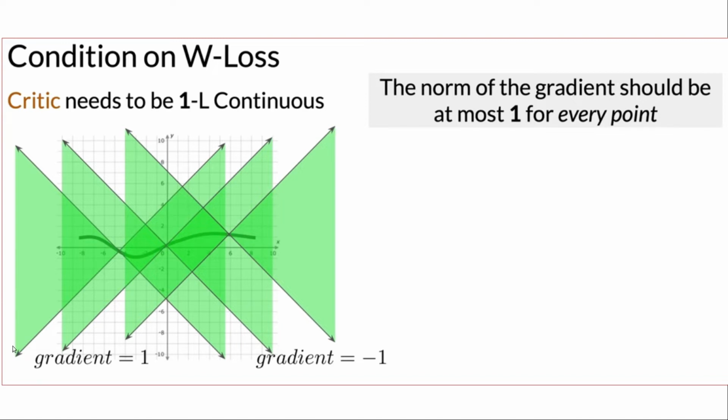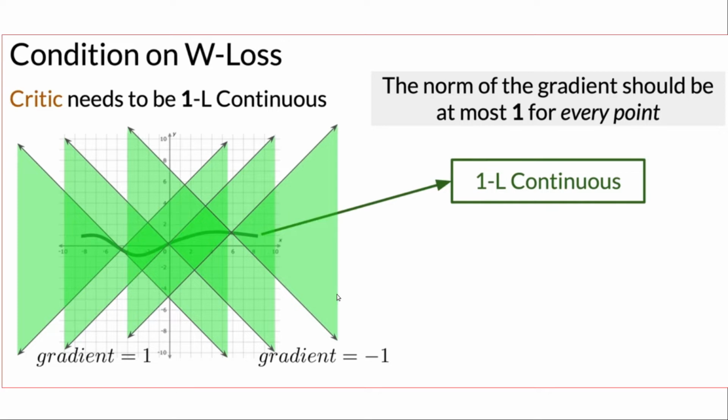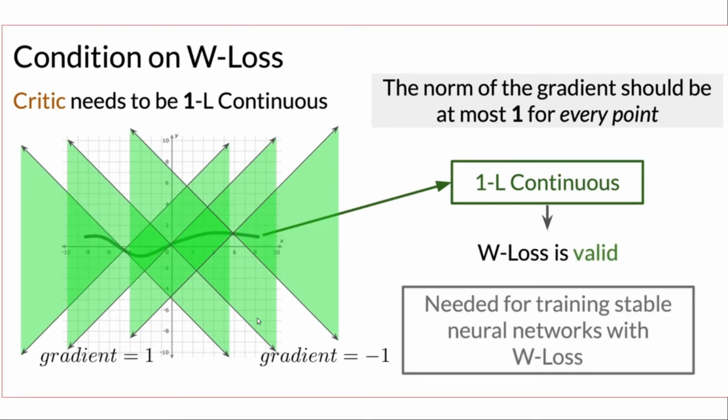And let's say you check every point of this function and it never grows more than linearly. That is, at every point of this function, the gradient remains within the bounds of this green. In that case, this function is 1-Lipschitz continuous. And so overall, why this condition of 1-Lipschitz continuity is so important for WGAN is because this condition is what ensures that the W-loss function is not only continuous and differentiable, but also that it doesn't grow too much and maintains some stability during training.